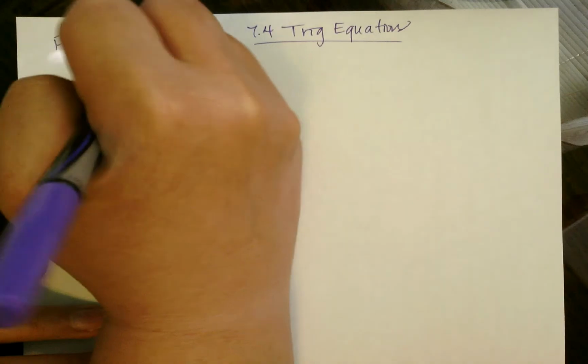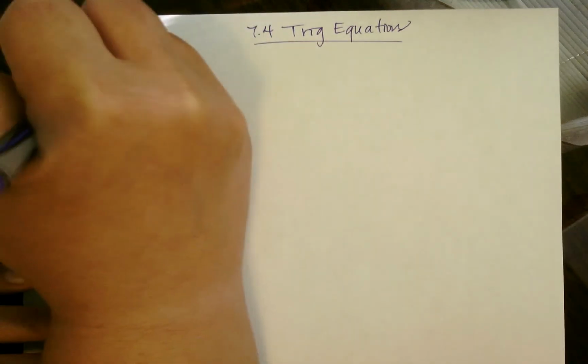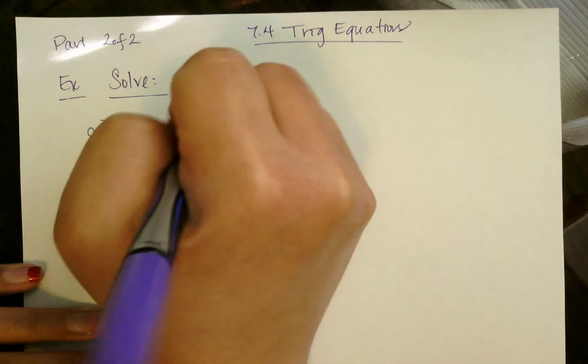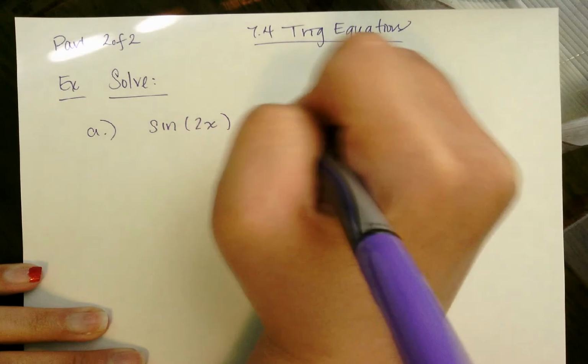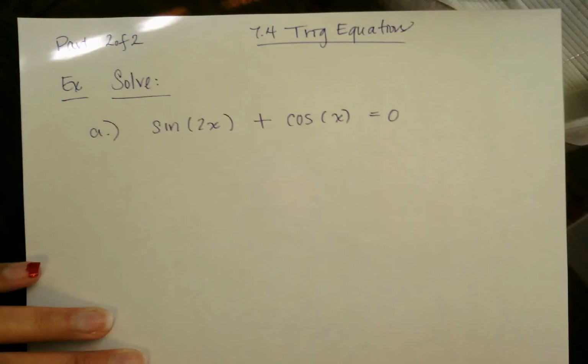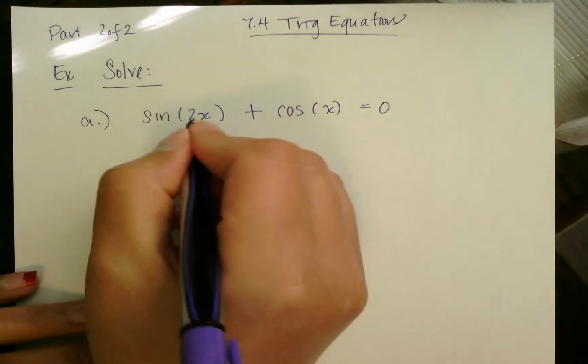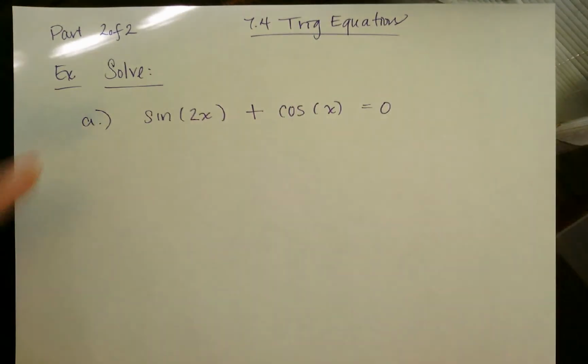Alright, so solve: sine of 2x plus cosine of x equals 0. In our last equations, it was just one trig function all the time. Now you have two trig functions. I told you it gets a little bit harder. Last time I said you're not going to have double angles, but now I gave you that double angle.